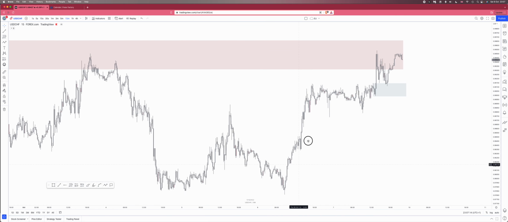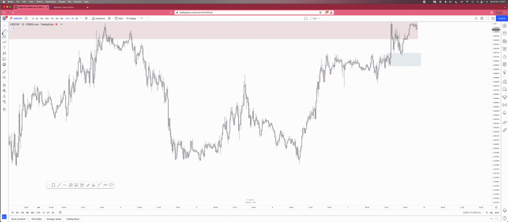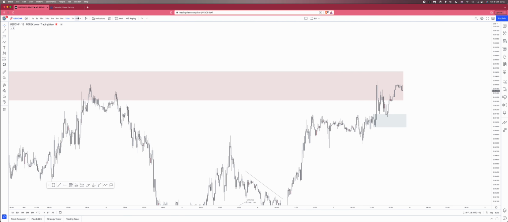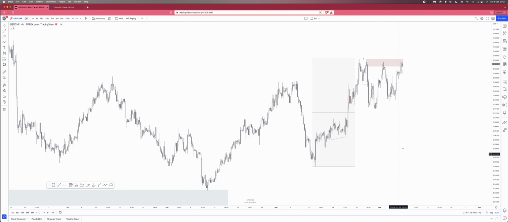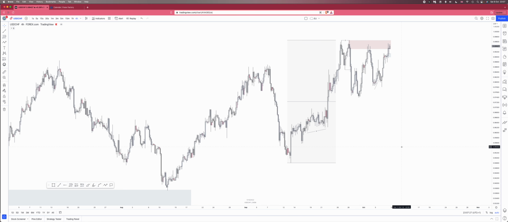So not much to report on this as well, because we've had liquidity swept, liquidity here swept, but overall we are bullish on USD Swiss.